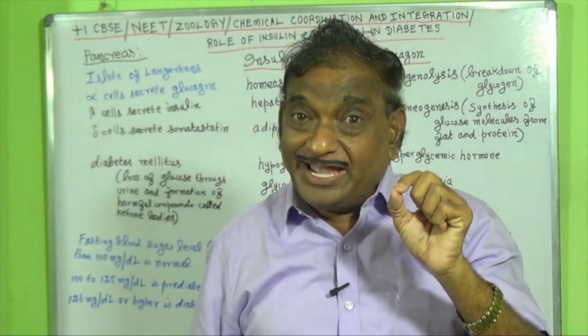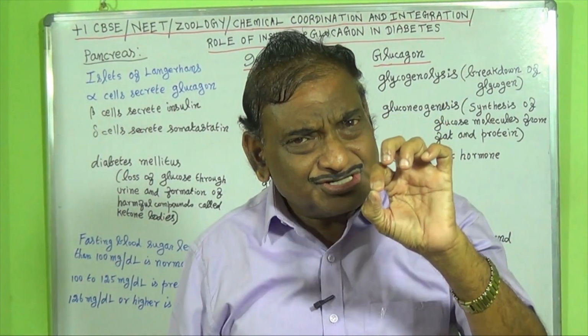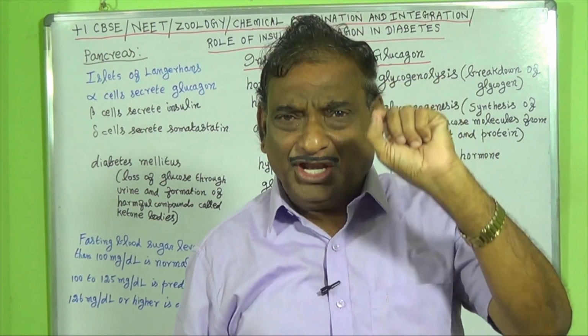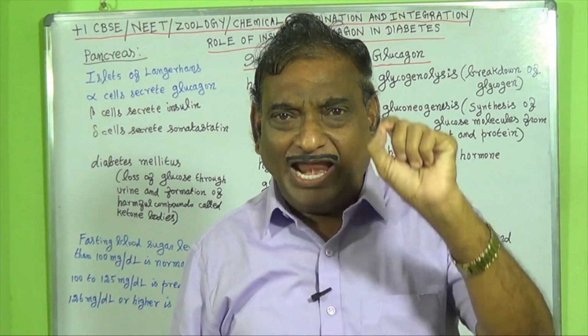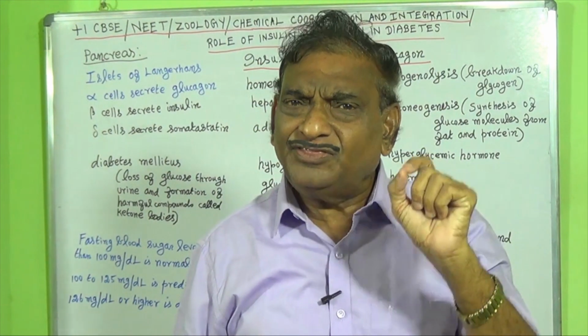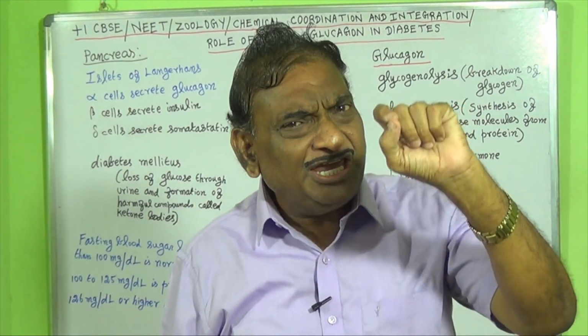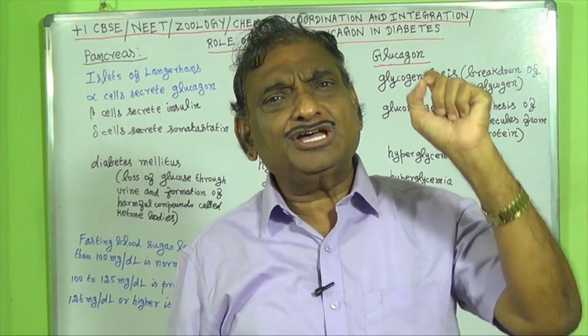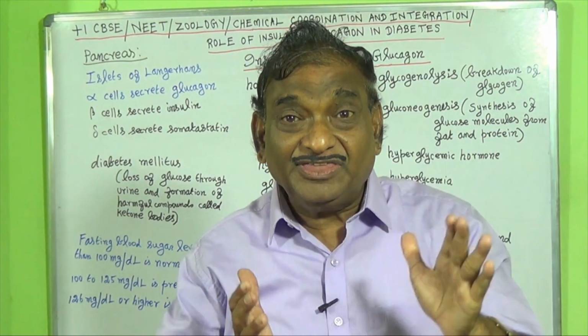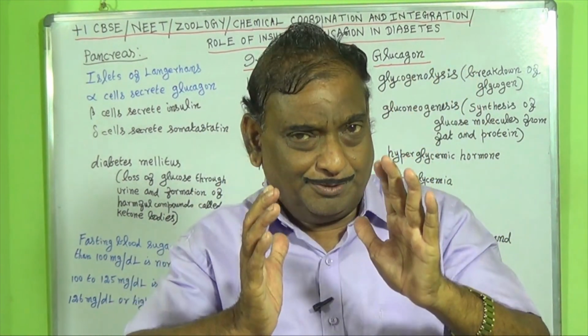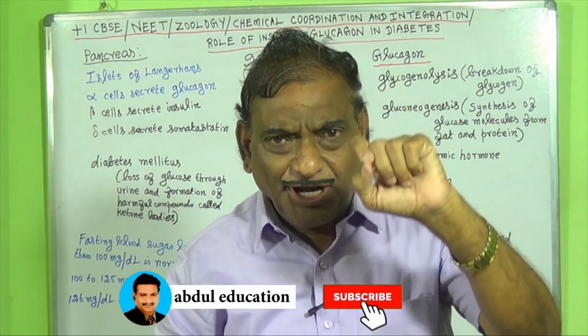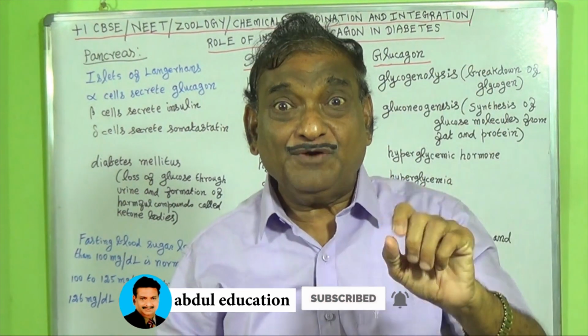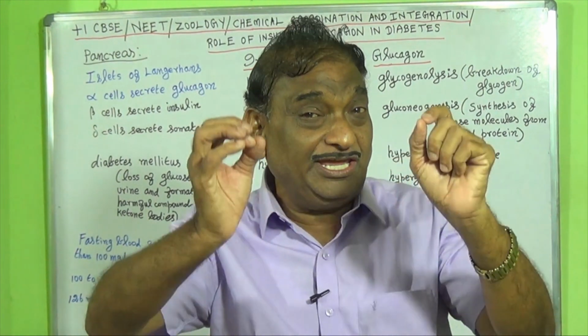Do you know the structure of pancreas? The structure of pancreas is leaf-like. Where is this pancreas placed? This pancreas is placed between the limbs of the duodenum. What is duodenum? The duodenum is the first part of the small intestine.